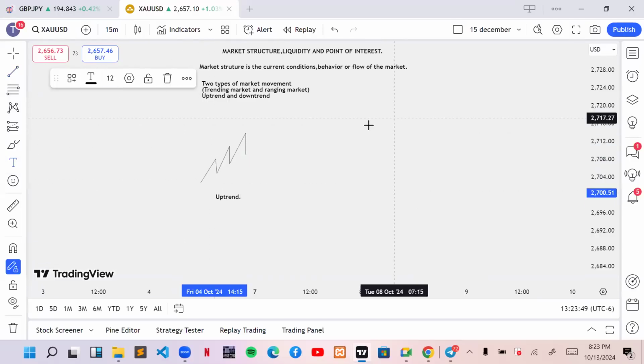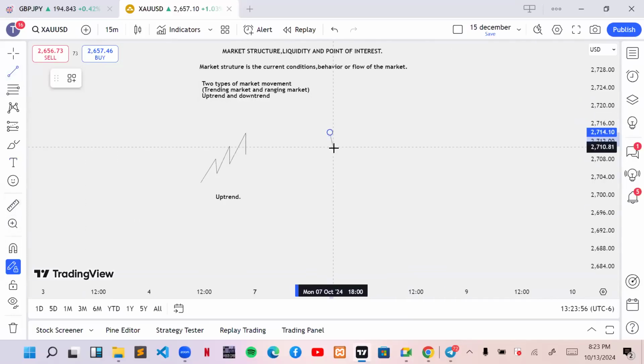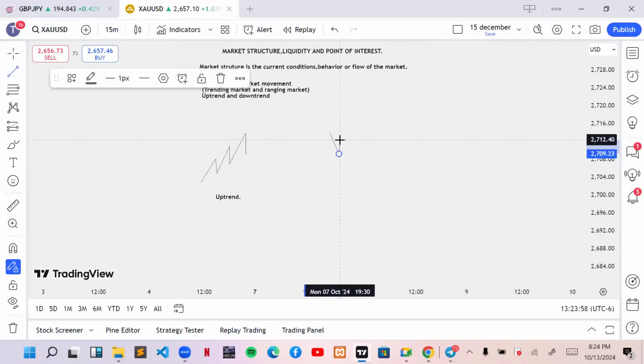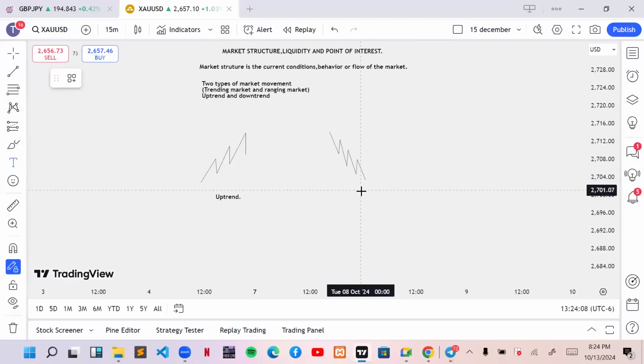Then a downtrend is when market is making a series of lower highs and lower lows. So that's what a downtrend is. Lower highs and lower lows, lower highs and lower lows. This is what a downtrend is, and this is what an uptrend is. So uptrend, downtrend.